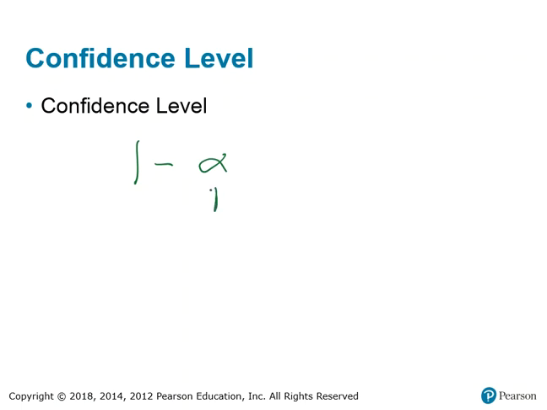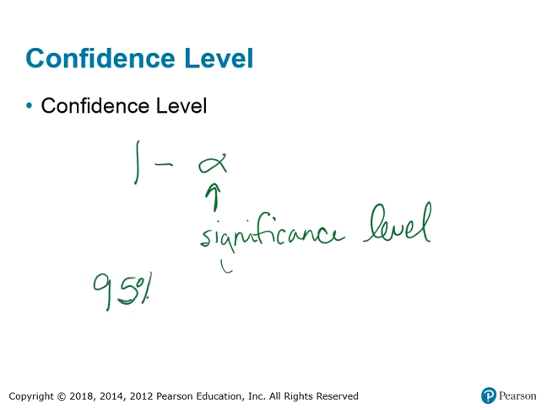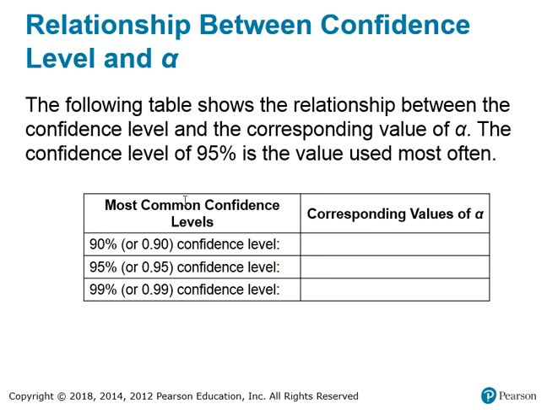minus alpha. Alpha is our significance level. So for instance, examples would be 95% confident, which I already used. We could do an 80% confident. We could do a 99% confident. We can never be 100% confident because that means we're right all the time, and that's just not going to happen in life.